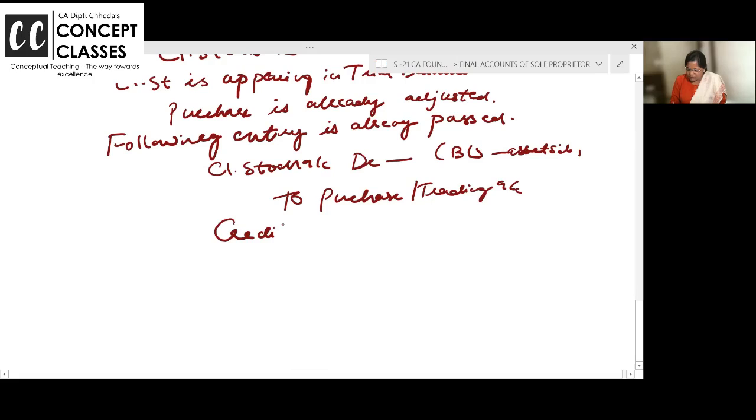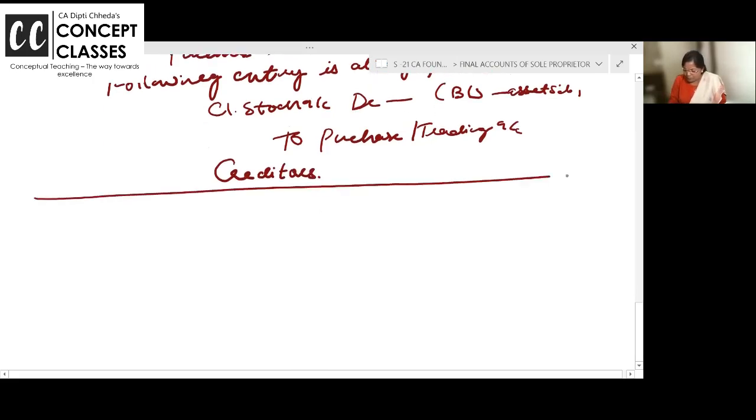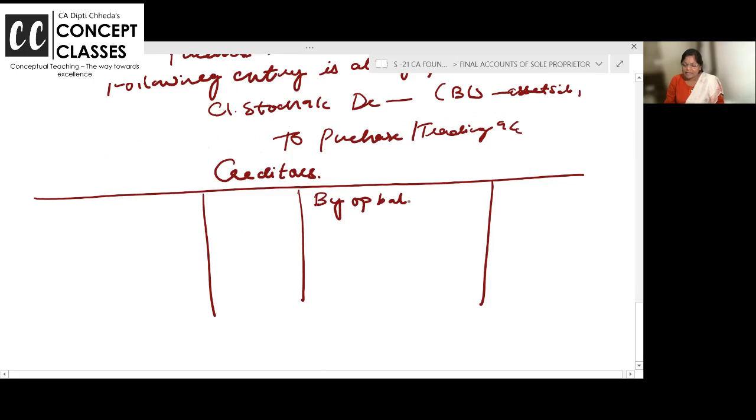So you all know this. I taught you this in preparation of ledger, how to prepare creditors account. Date, particulars, amount, but date is not there. Creditors always is a liability. So opening balance on the credit side. Creditors is a liability, so opening balance on the credit side. 3 lakhs.